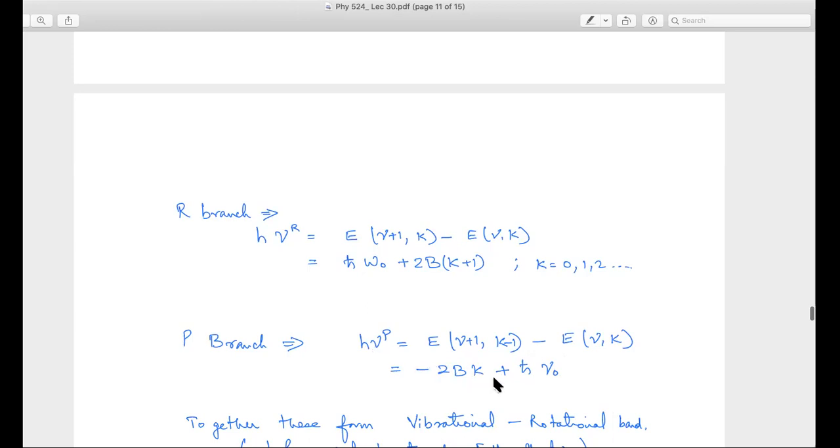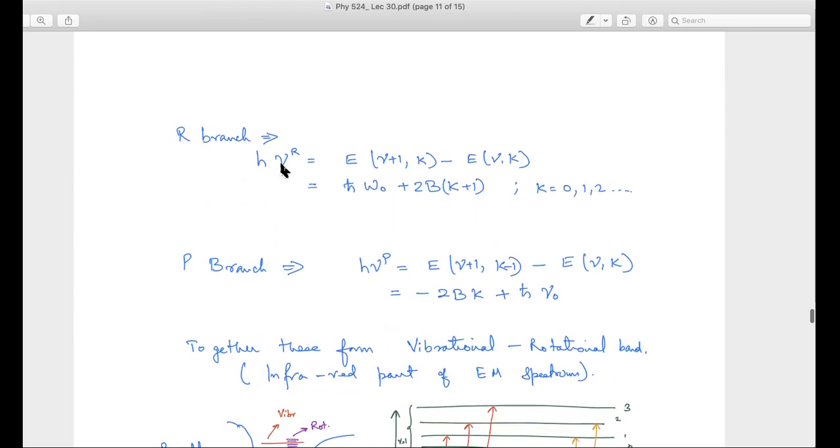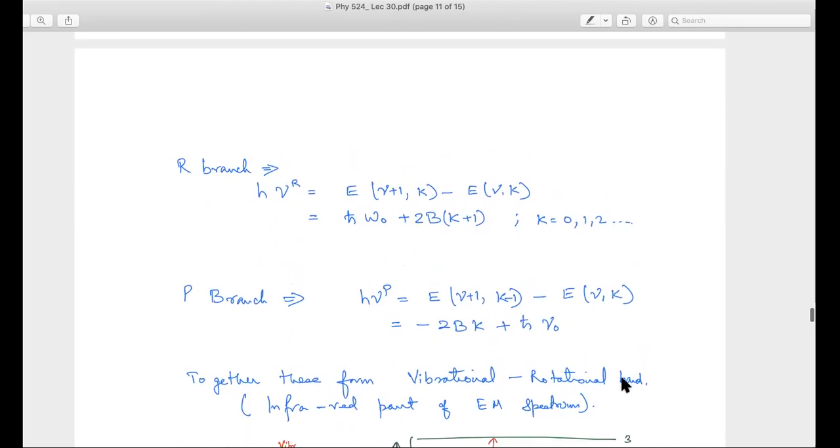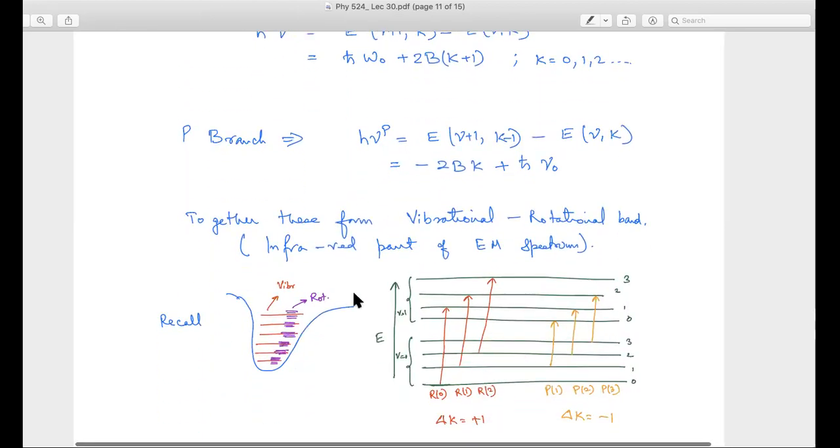Okay. So the P branch is generally lower in energy because of this minus 2BK than the R branch. And together these two will combine to form what are called vibrational-rotational bands. And here I am doing intervibrational state transitions, so I am in the infrared part of the electromagnetic spectrum. Okay, so this is a picture. So recall the vibrational lines were sort of widely separated within this electronic state, and each of these vibrational states had a lot of rotational lines. Okay, so I have this kind of a picture.